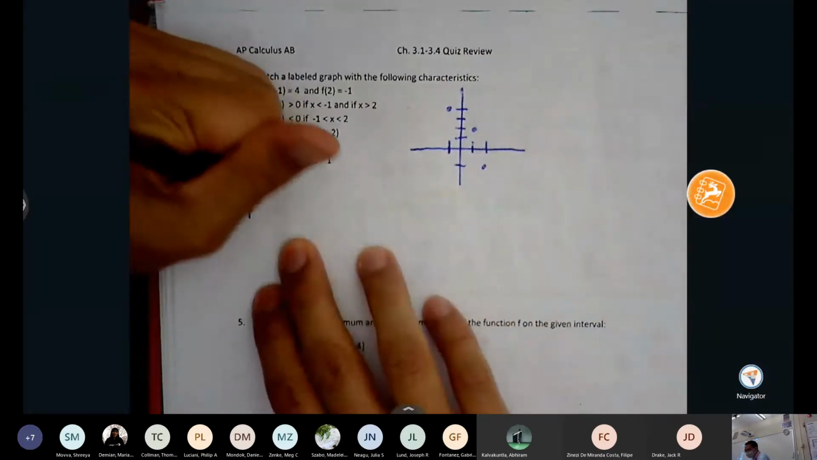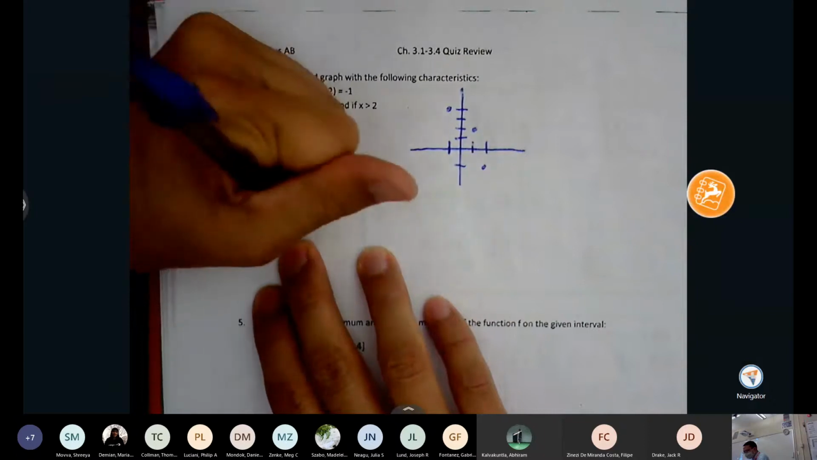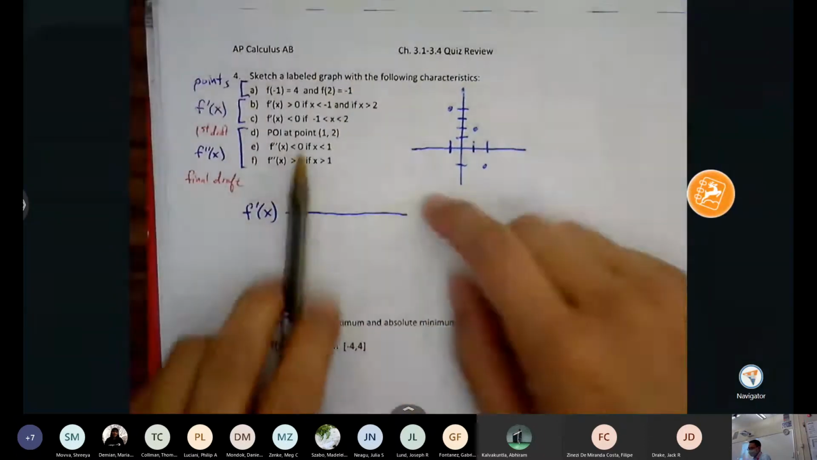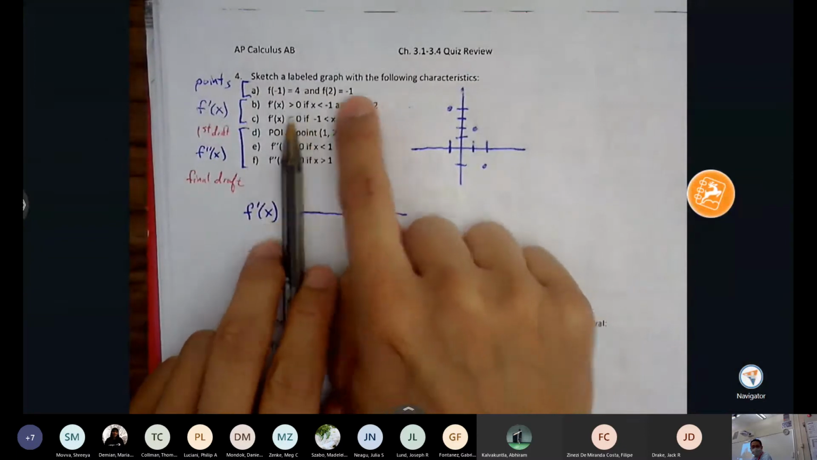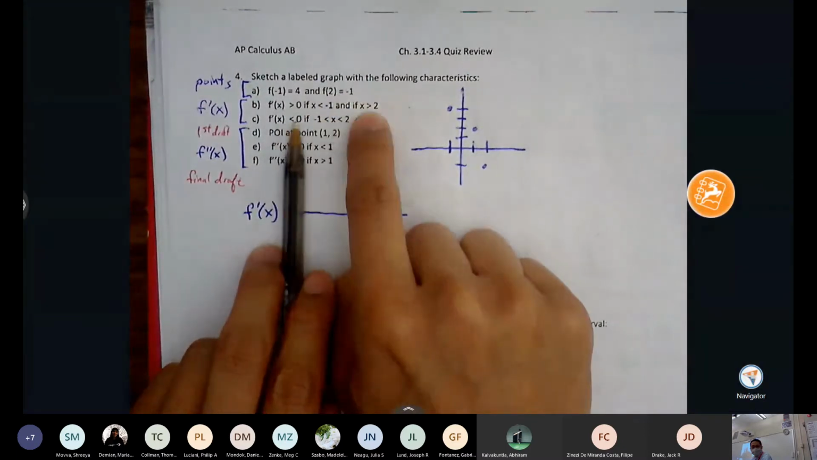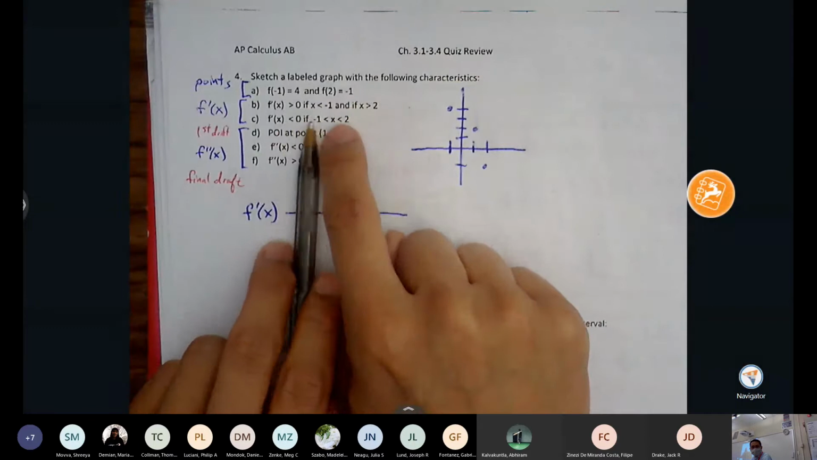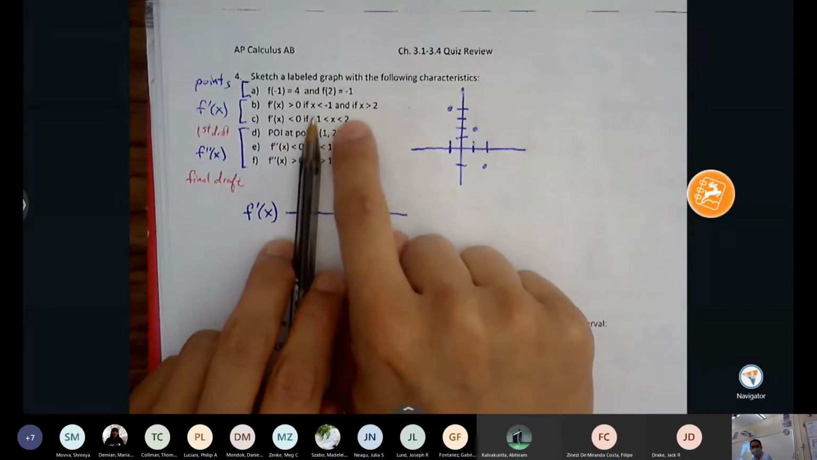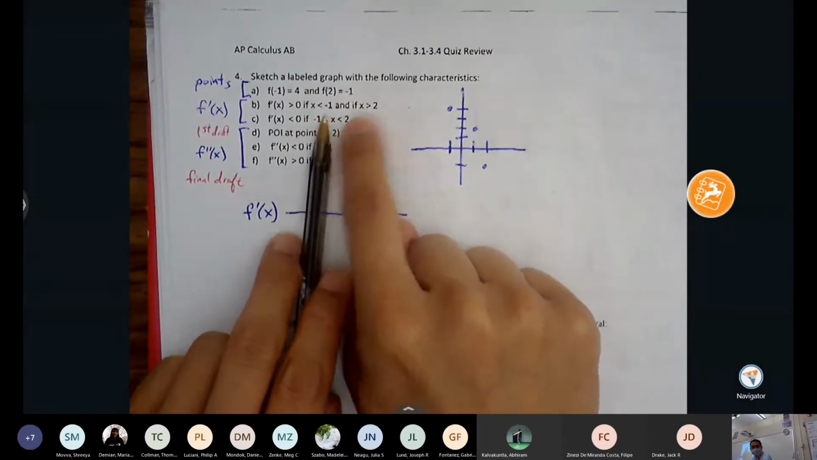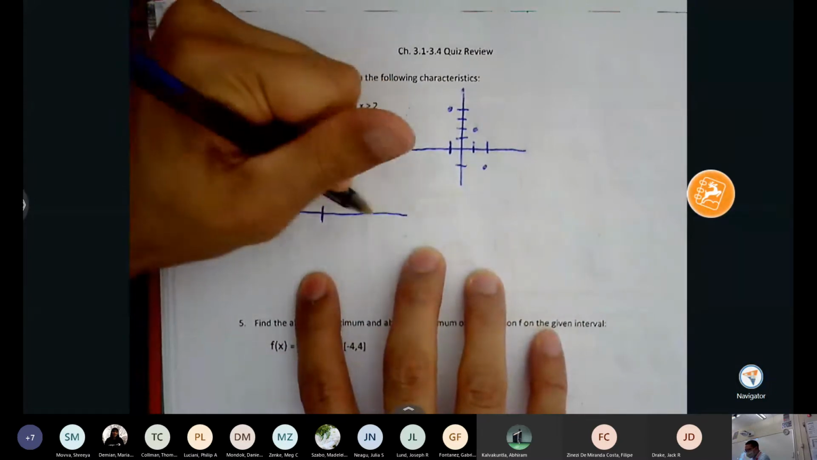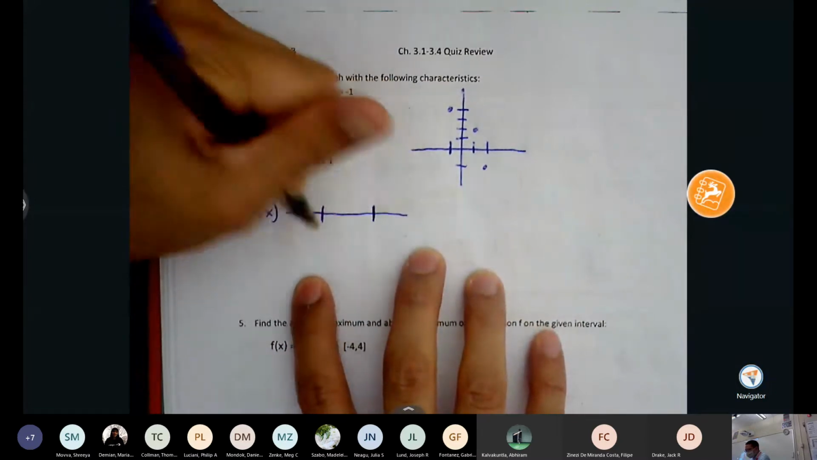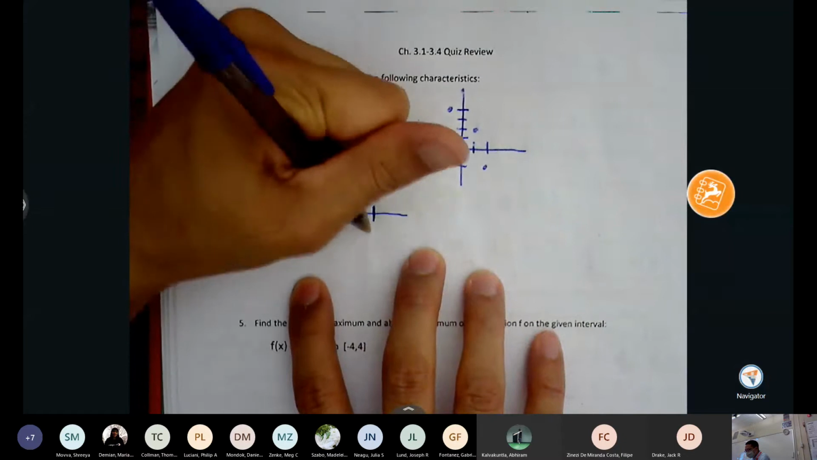Okay, here's my f prime sign line. So the first thing I'm looking for with f prime is critical points. If there are any x values that they mention, I'm going to have to put them down. So I have -1 and 2. Those are the x values that keep appearing. If they mention any x value, it's going to go onto my sign line.